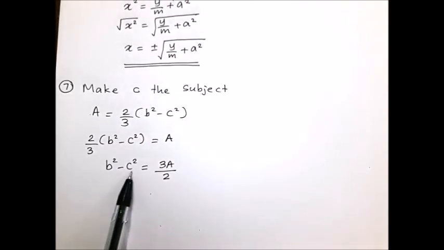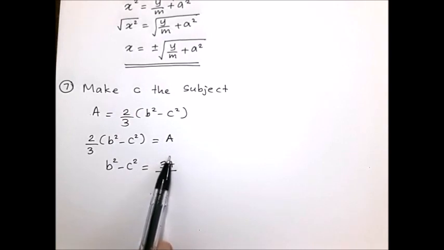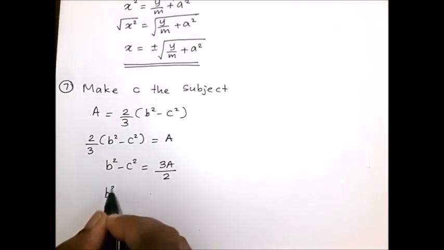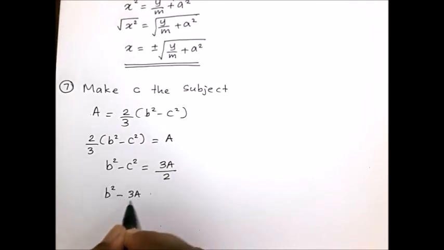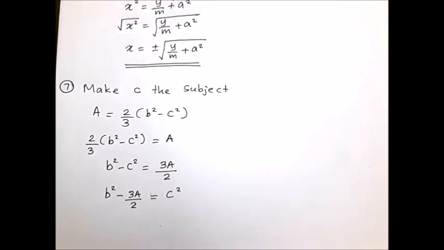But here it is minus c to the power 2. First you have to convert this into a positive term. So take it to the right hand side and take this term to the left hand side. b squared minus 3a divided by 2 equals c to the power 2. Here we convert this minus c to the power 2 into plus c to the power 2 and take this term to the left side. Now you can take the square root of both sides.